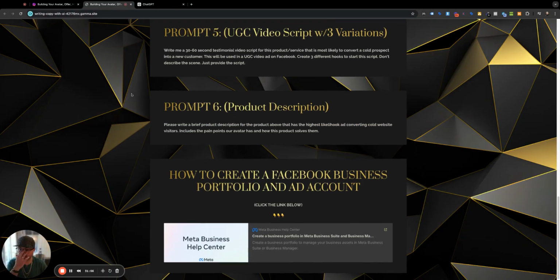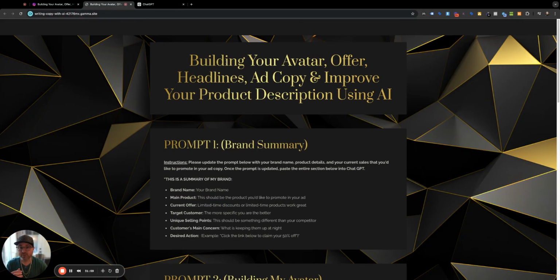So that is everything when it comes to building your avatar, offer, headlines, ad copy, and improving your product description using AI. And the bonuses we threw in is creating AI images. And again, remember, that was just a bonus. That won't work for every brand or business. But for a lot of you, it will work really well. Or a lot of clients, if you decide to start your own agency, it will work really well for probably half your clients. The other ones will just give you ideas of the type of images to create. And then we also did the UGC videos as well.